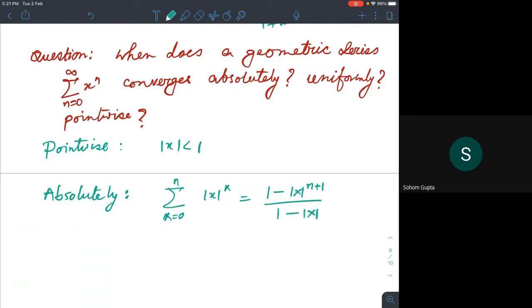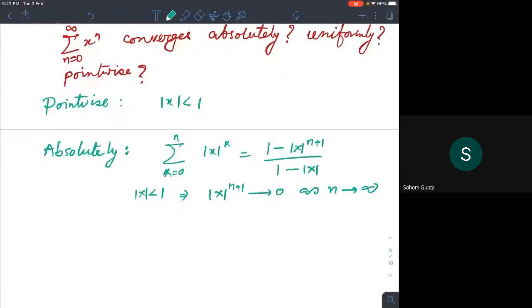So when mod x is strictly less than 1, this implies mod x to the power n plus 1 converges to 0 as n tends to infinity. Therefore, this sum 1 plus x, 1 minus x to the power n plus 1 by 1 minus mod x converges to 1 over 1 minus mod x as n tends to infinity.